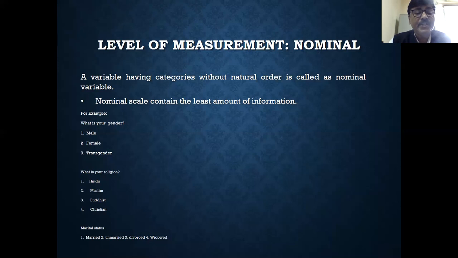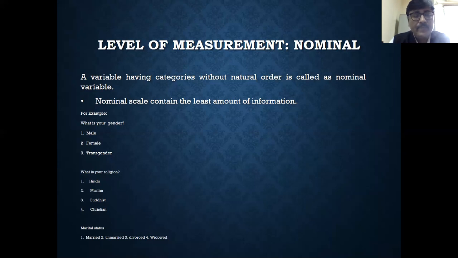This is Hindu, Muslim, Buddhist, Christian. Here also we don't find any natural order in a religion. We don't discriminate between Hindu, Muslim, Buddhist, and Christian. There is no hierarchy. So these are nominal variables. Married, unmarried, divorced, widowed. Here there is no natural order we find naturally. That's why the variable is called nominal. But when you compare, nominal scale and ordinal scale are both categorical scales. The nominal scale gives less information and the ordinal scale gives more information than the nominal scale.